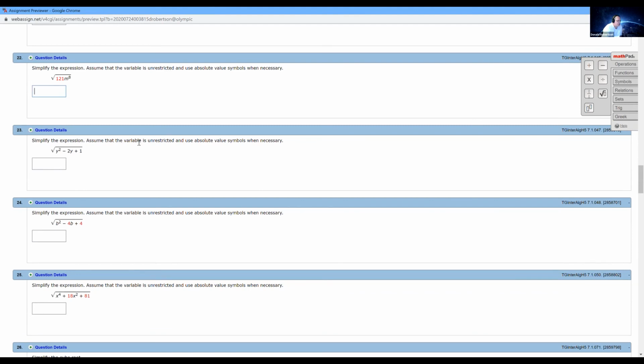So 121, what's the square root of 121? 11. Okay, so you put 11 in. What was the square root of m to the power of 8? What power of m would you get if you took the square root of m to the power of 8? 2.